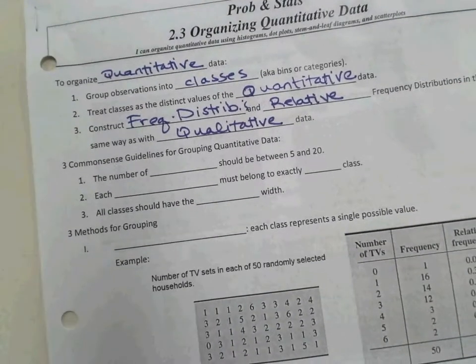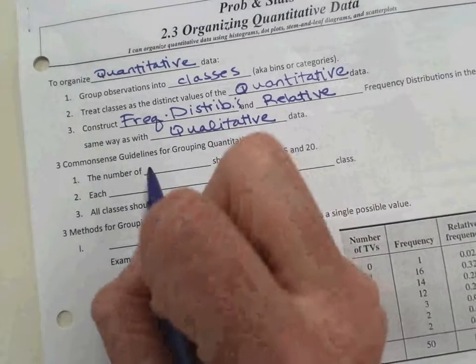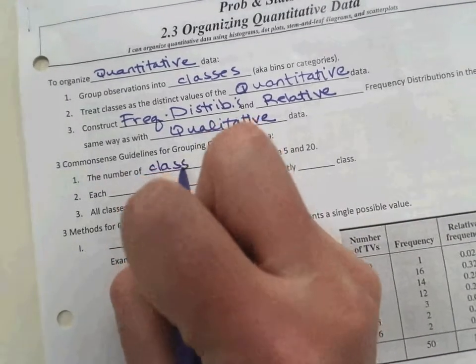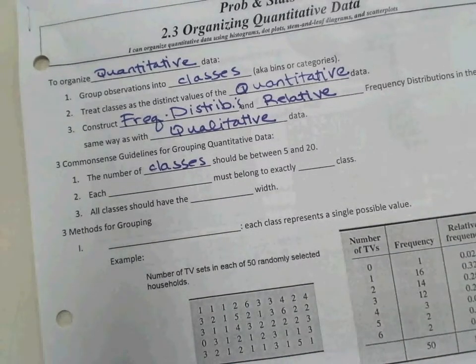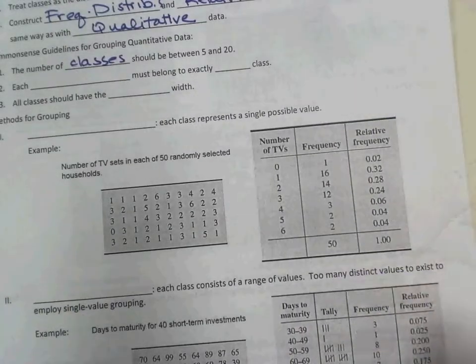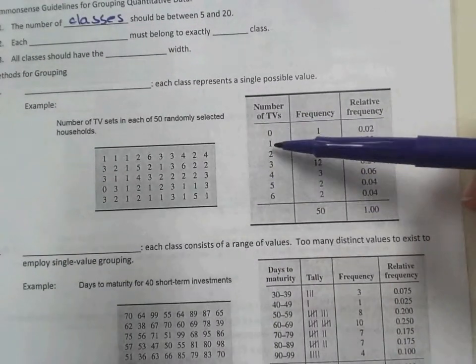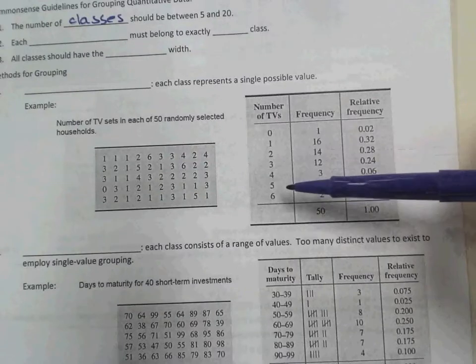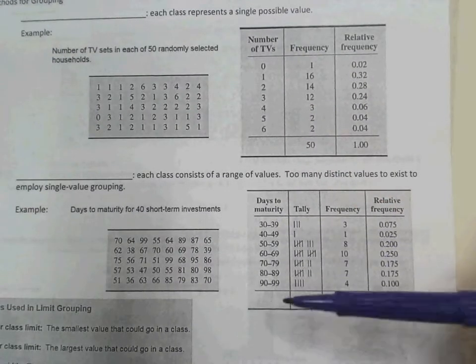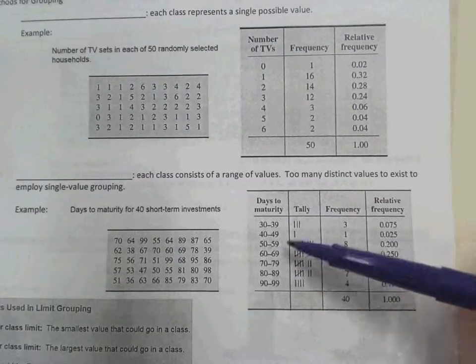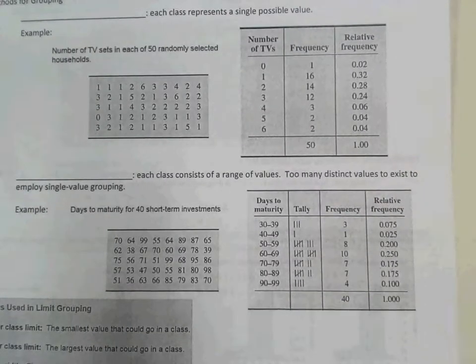All right, so there's 3 common sense guidelines for grouping quantitative data. First of all, the number of classes should be between 5 and 20. I'm not sure that you would have necessarily guessed between 5 and 20, but when we look at the couple of examples here, you can see that each one of these is a class. There are 7 classes in this first example, and 8 different classes in the second example. So you get the feel.